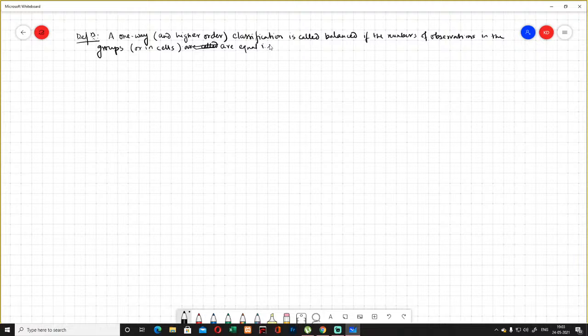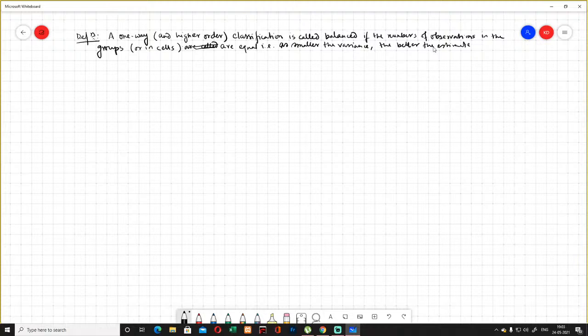That is, the smaller the variance, the better the estimate. We already observed that the variance of the estimate is minimum when all the observations of the cells are all equal. So a one-way classification is called balance if the number of observations in the groups are equal.